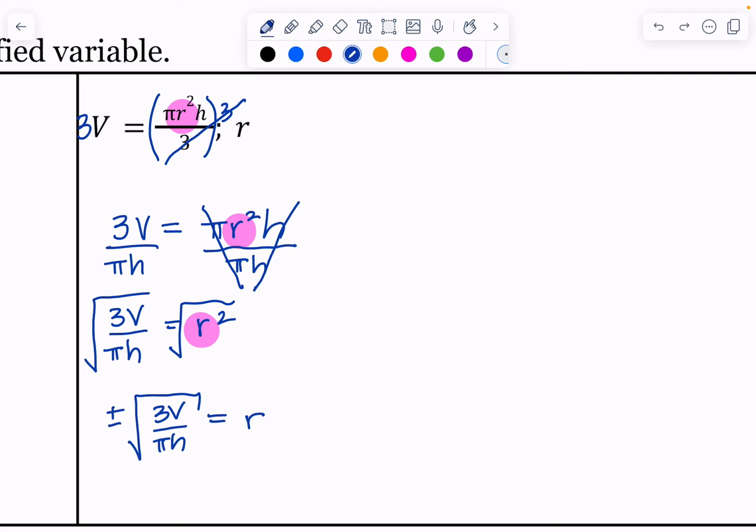You can type that as is when you do your homework, or you could list it out as two different answers. So I'll just show that off to the side. So our first solution would be the square root of 3V over pi h, and the second solution would be negative square root of 3V over pi h.